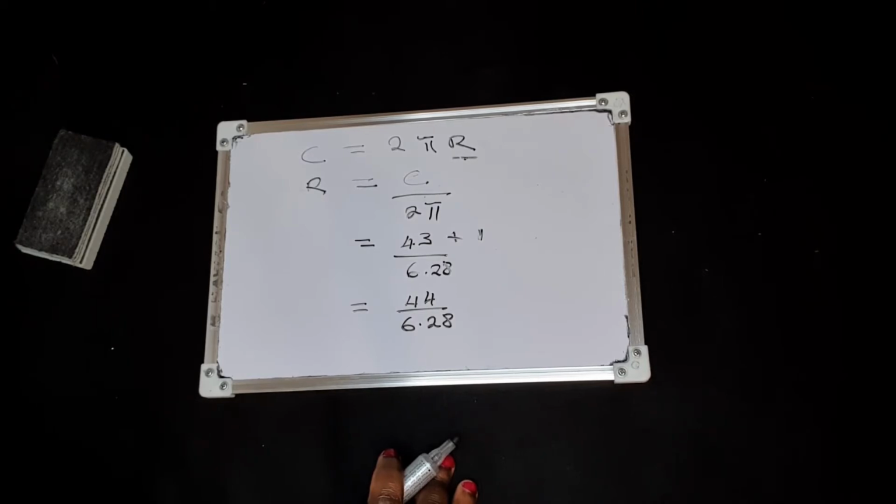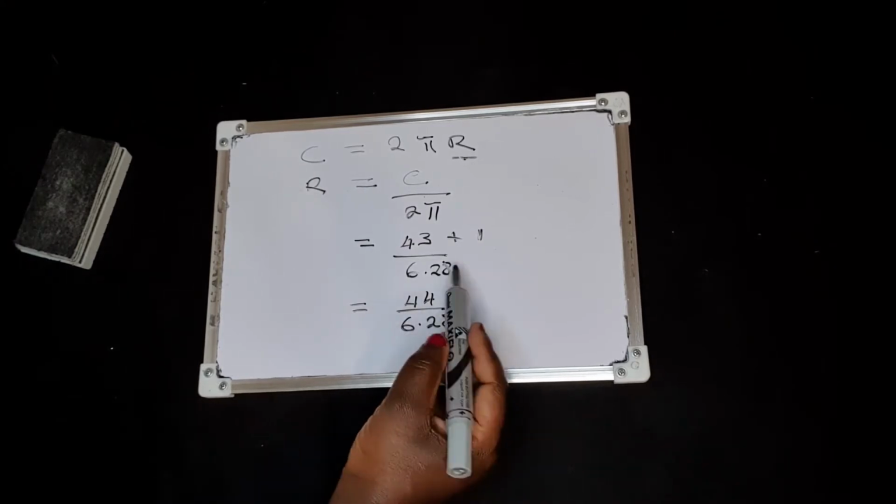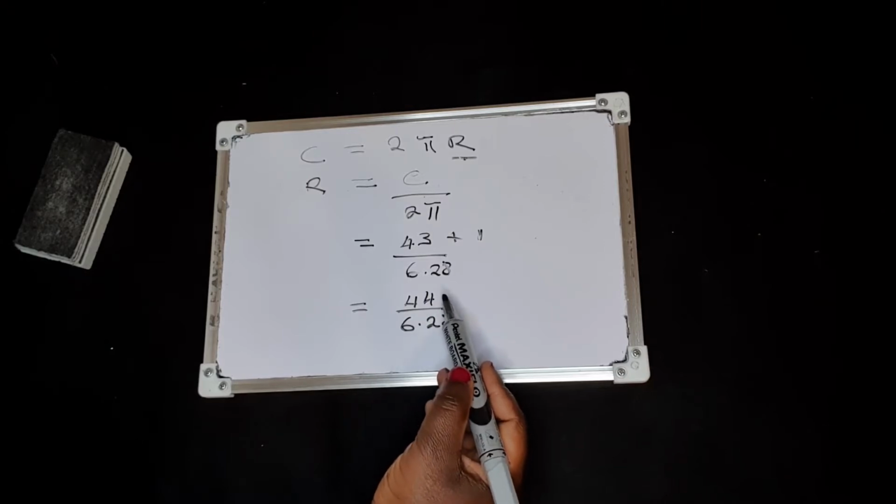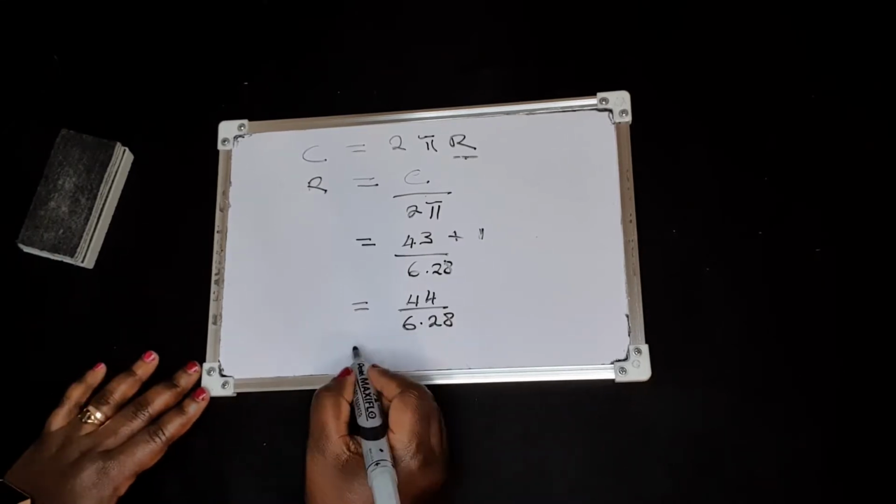After you have gotten your waist measurement plus your sewing allowance or your zipper allowance, you divide that by 6.28 so that you can find your radius.